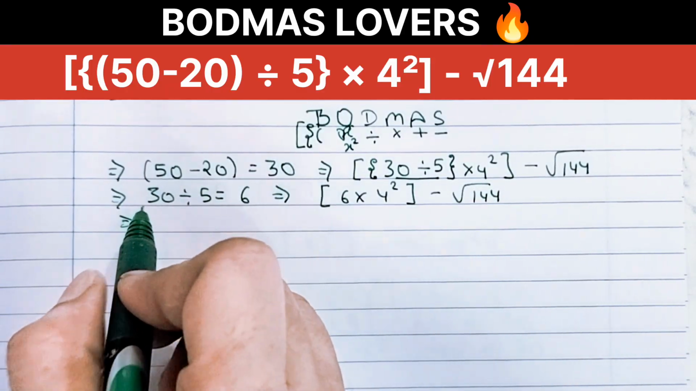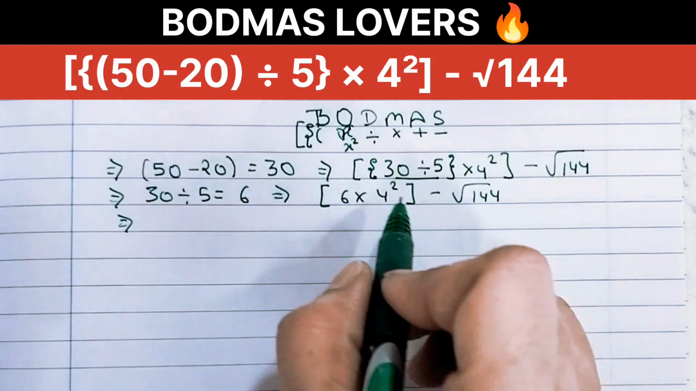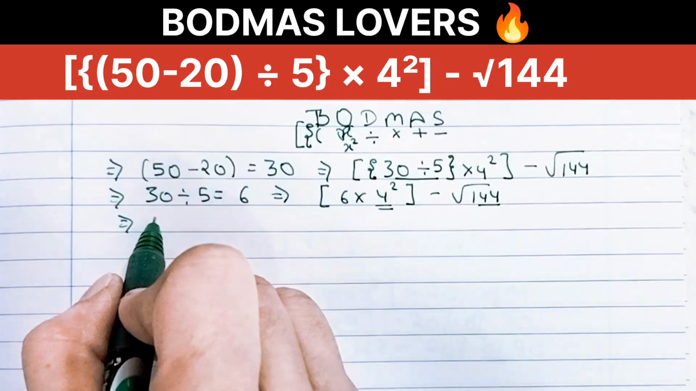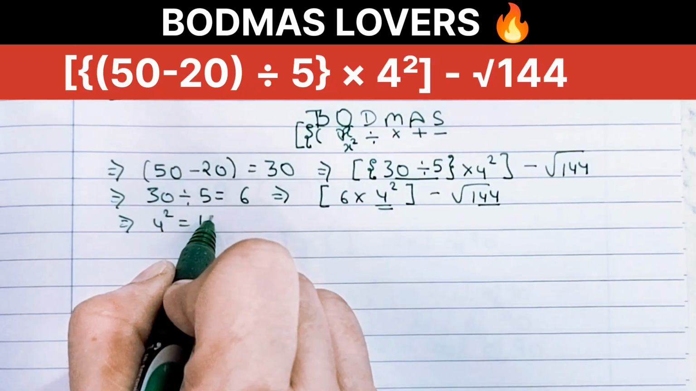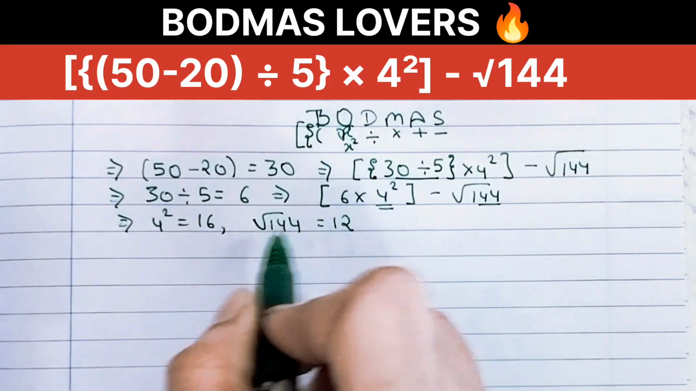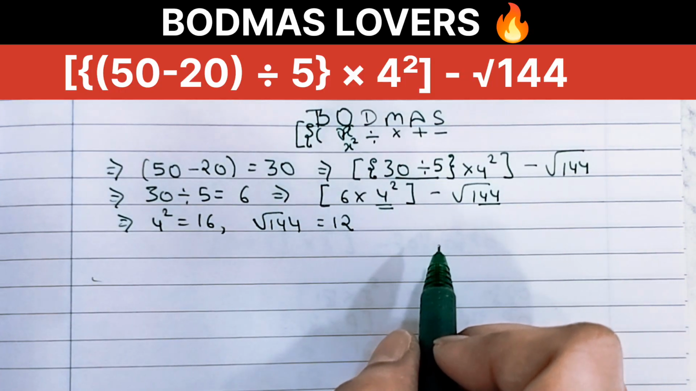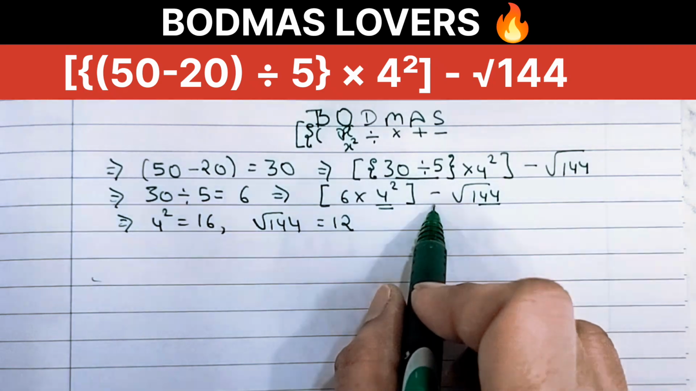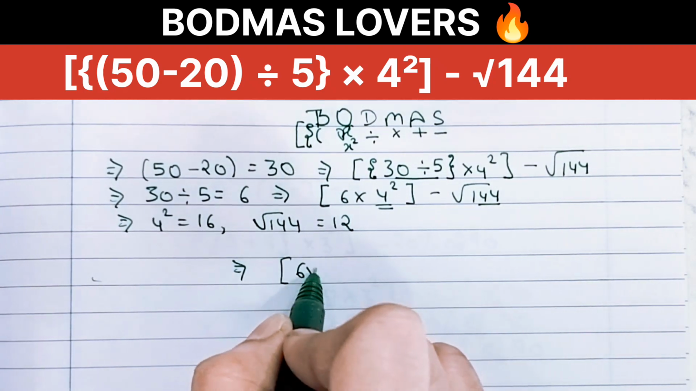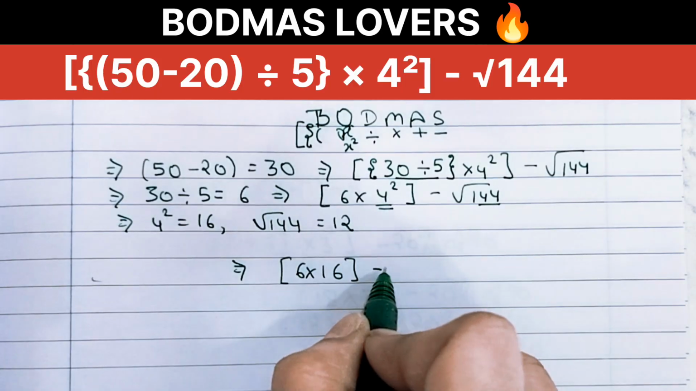Move to the next step. Evaluate the order, exponents and roots. In this square bracket there is 4 power 2 and root 144. Now 4 power 2 equals 16 and root 144 equals 12. According to this step, order must be simplified before multiplying or subtracting. So now the current expression becomes square bracket 6 multiplied by 16 minus 12.